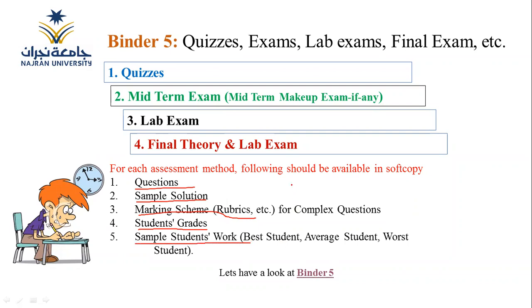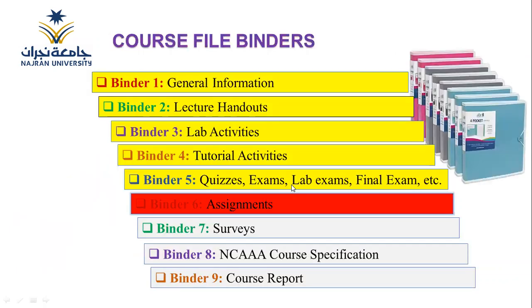Okay, so this is our binder number 5. Now we will move to our binder number 6, that is related to the assignment.